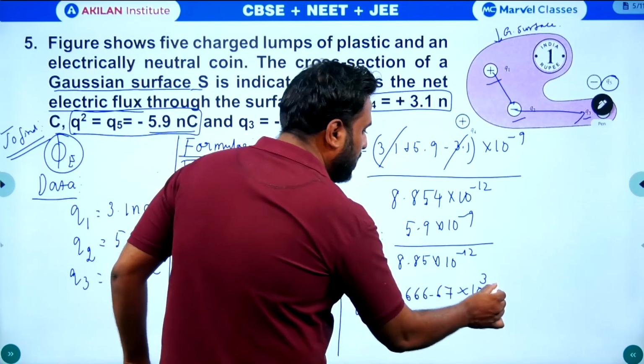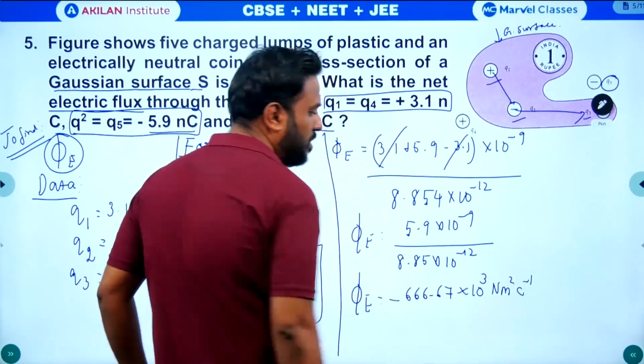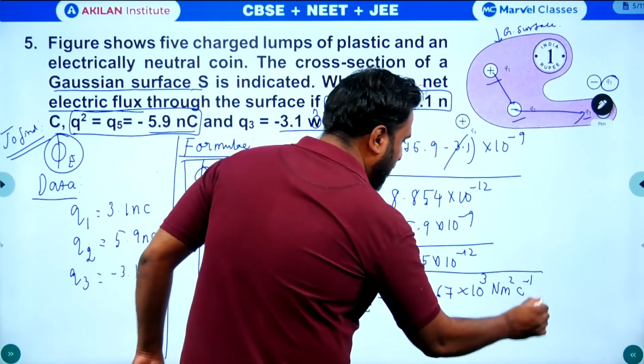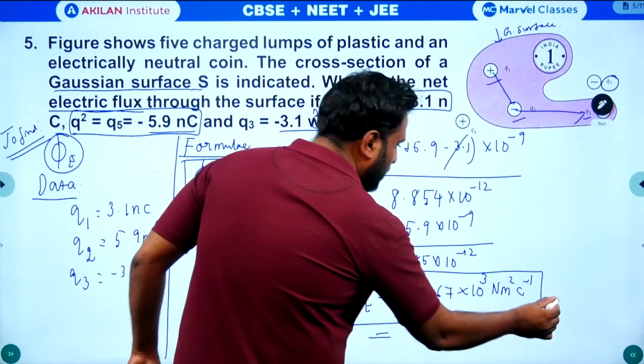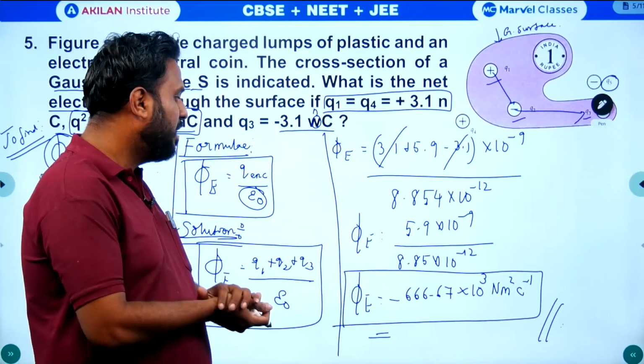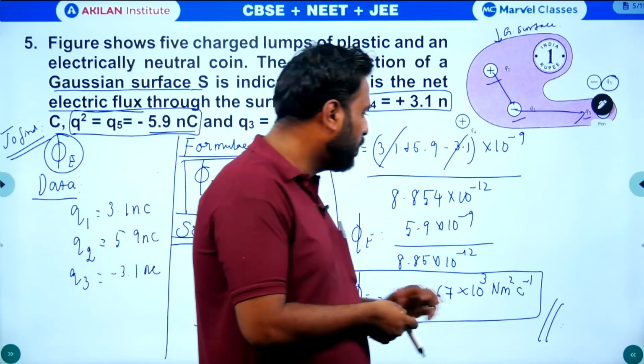The unit of electric flux is Newton meter square per Coulomb. This is the SI unit of electric flux. Okay, this is the answer of the problem. So do this calculation and you will get this answer: 666.67 into 10 to the power of 3 Newton meter square per Coulomb.